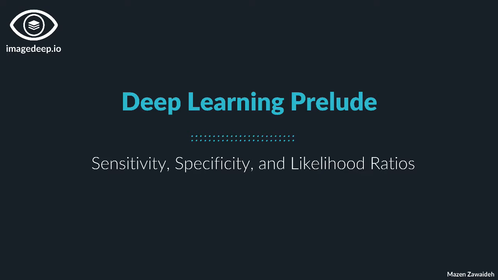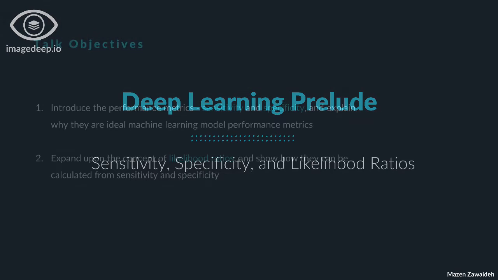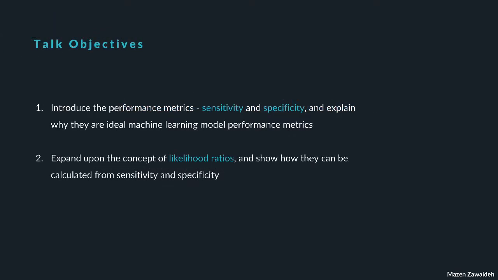In this lecture, we will learn about two measures of diagnostic performance, sensitivity and specificity, and show the relationship to likelihood ratios. Our objectives are as follows. Introduce the performance metrics, sensitivity and specificity, and explain why they are ideal machine learning model performance metrics. And expand upon the concept of likelihood ratios, and show how they can be calculated from sensitivity and specificity.